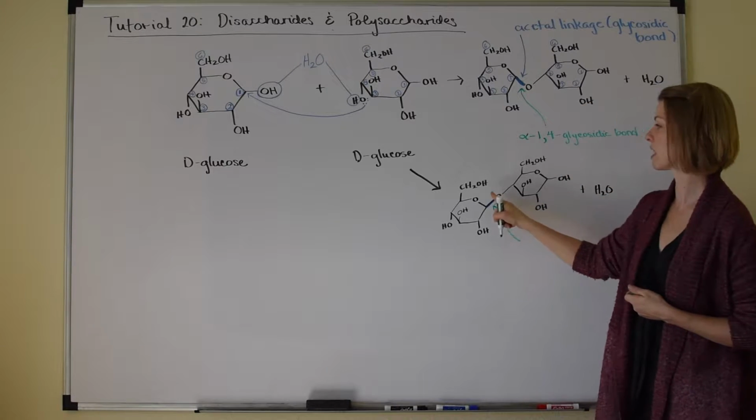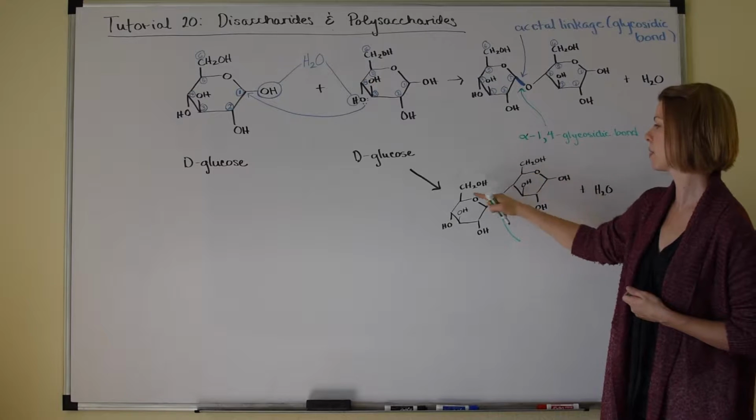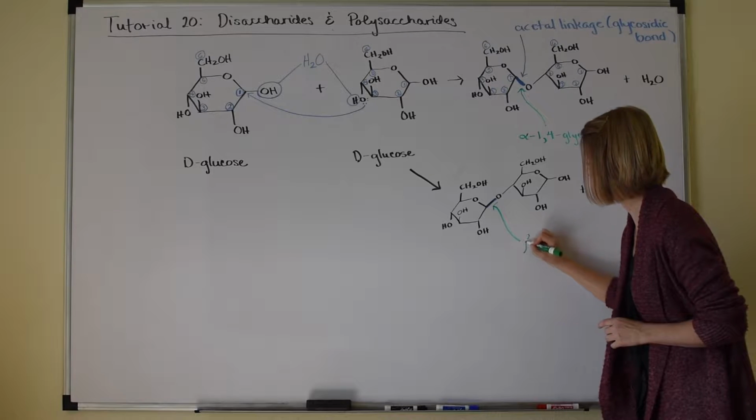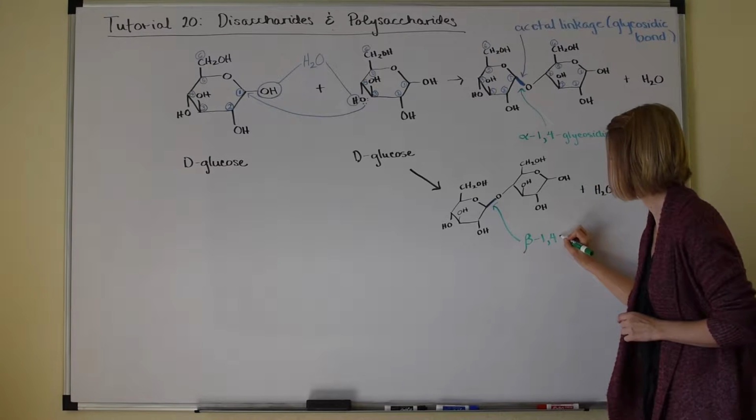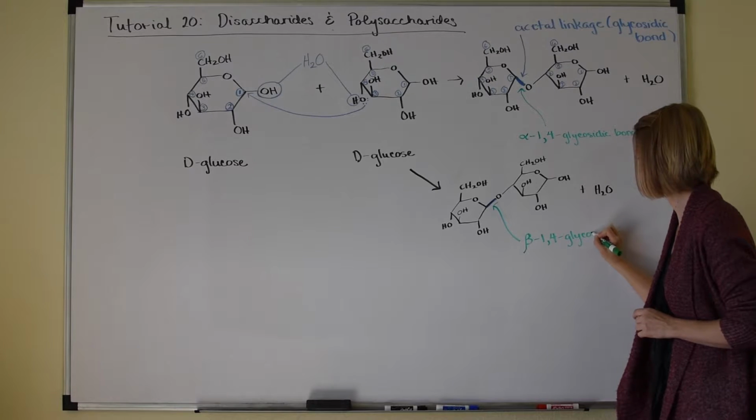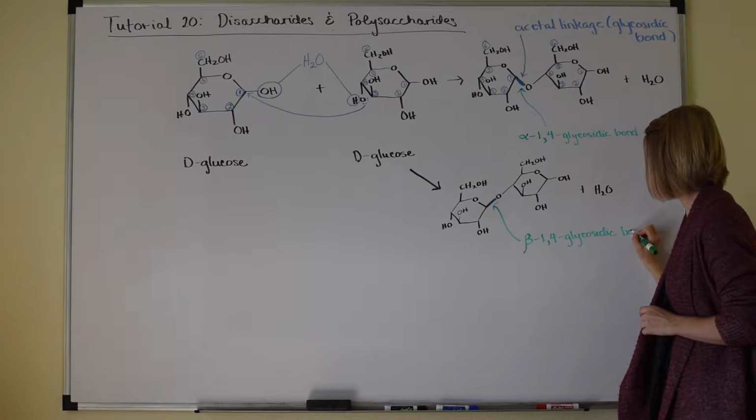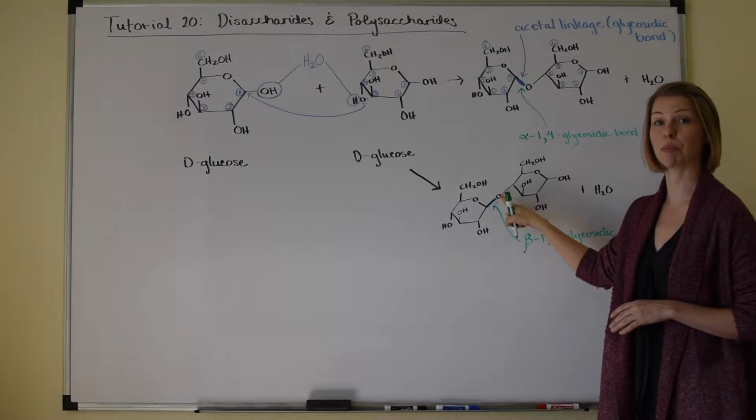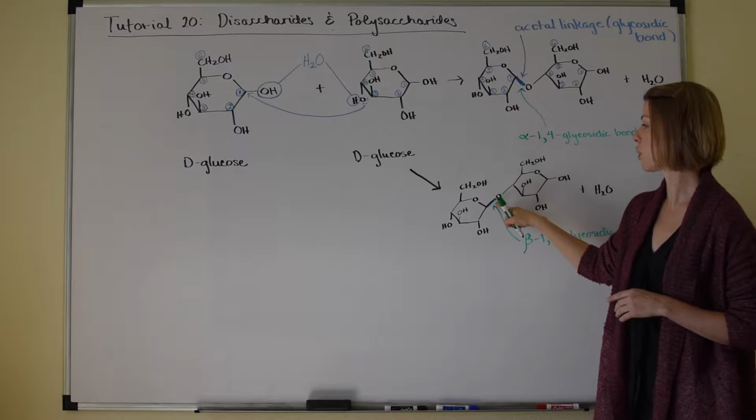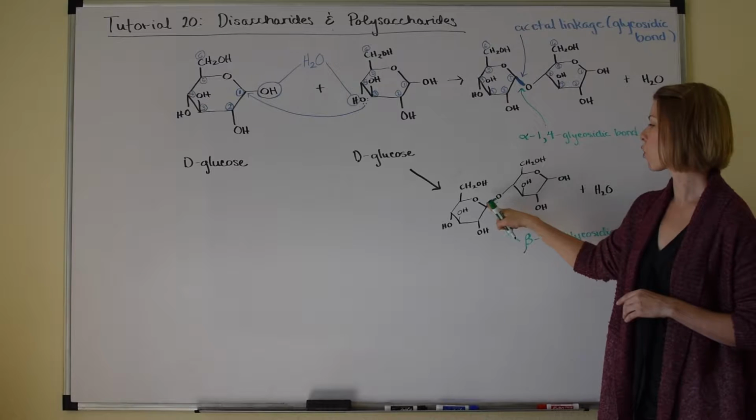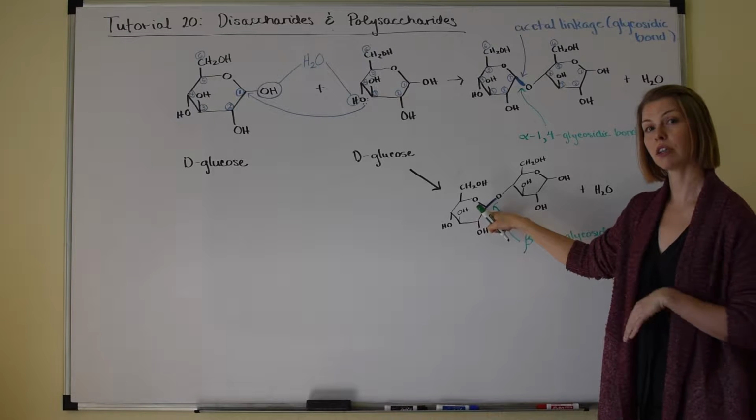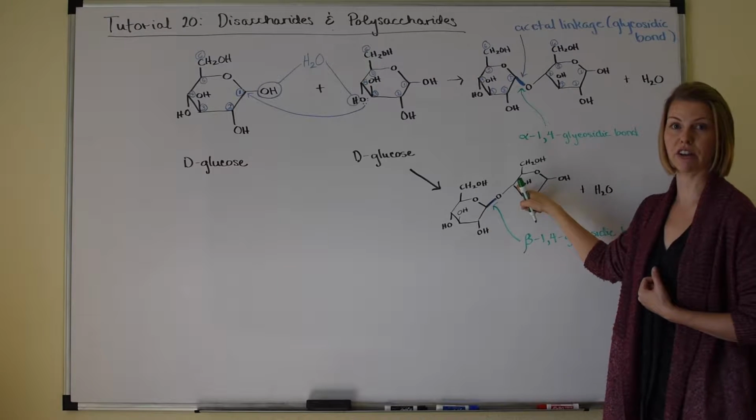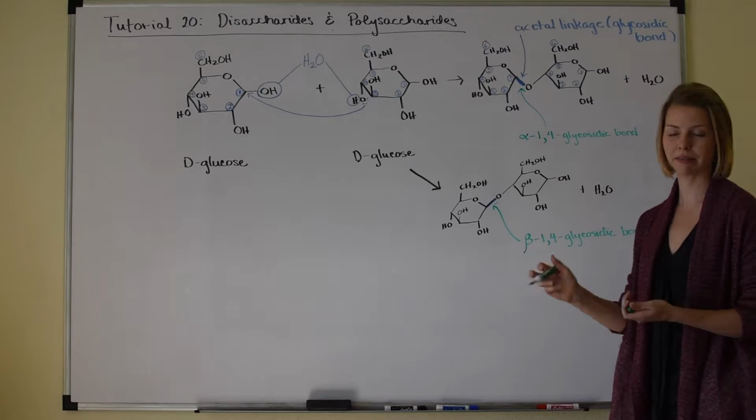And in this orientation, when they're both pointing up, on the same side as the CH2OH, it is the beta orientation. So this is a beta 1,4 glycosidic bond. Okay, so again, beta because of the orientation of the glycosidic bond. It's pointing in the same direction as the CH2OH. That's the beta orientation. 1,4 because we're connecting the first carbon of that first monosaccharide to the fourth carbon of the second monosaccharide. And then of course it's a glycosidic bond.